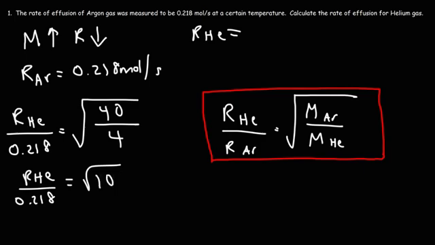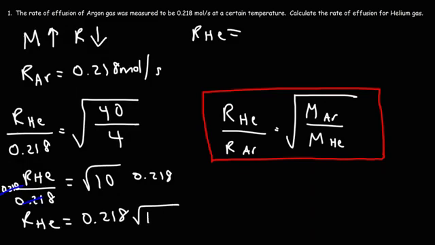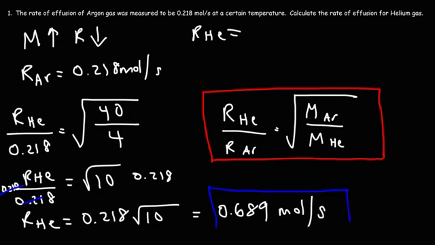Now in order to get the rate of diffusion for helium by itself, we need to multiply both sides by 0.218. So the rate of diffusion for helium is going to be 0.218 times the square root of 10. So you should get 0.689 moles per second.